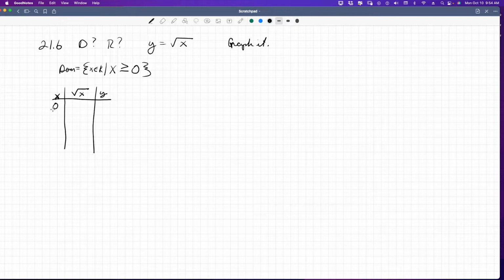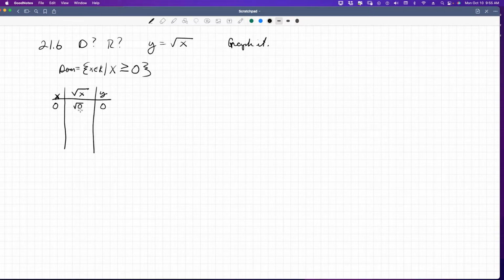So I'm going to start with 0, because that is our lowest number. Always start with that to determine the range of y. Always start with the first number it could possibly be, or the lowest number it could possibly be, so that you can determine where y begins. So if I put in 0 here, y is 0.